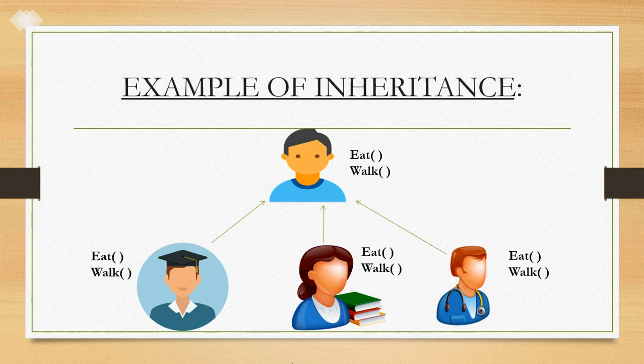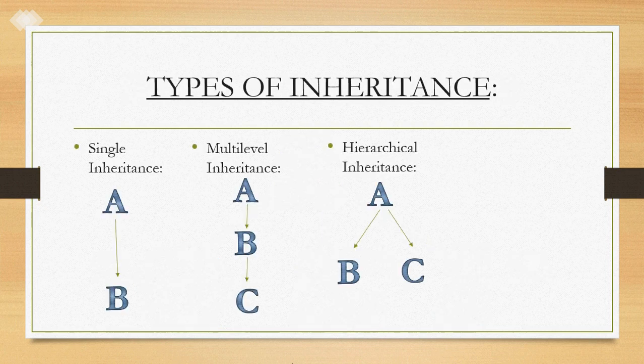So don't worry about it, you just have to understand that there is a relationship between the parent class and its subclass, or a subclass and its parent class. Okay, till now I think you can understand. Now there are some types of inheritance. Number one is single inheritance. That means we have two classes, one parent class and one subclass.